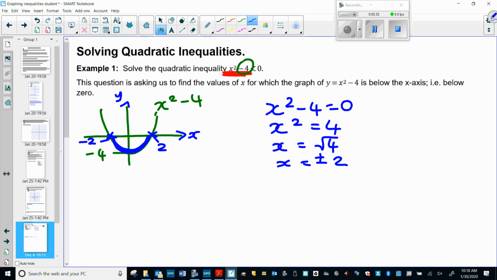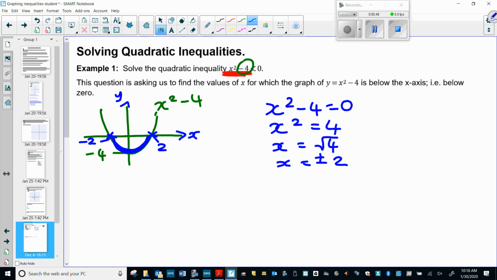Oh, so you literally just solve? So we literally just solve it because we want to find out where it is equal to 0. So we need to find these 2 points. Well, our graph is less than 0 between those 2 points.